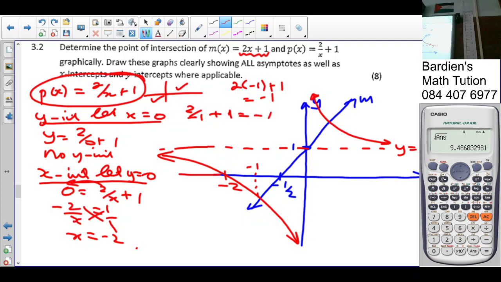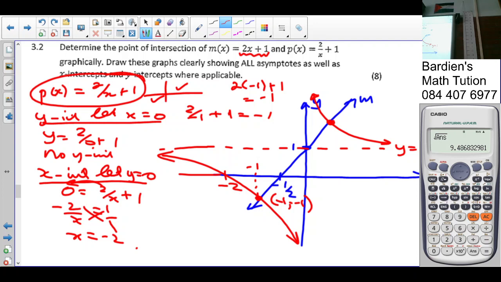So this coordinate here, with what they ask here: draw these graphs clearly showing all asymptotes as well as x and y intercepts where applicable. Determine the points of intersection. So the one point is going to be negative 1 and negative 1, and the other one is going to be here. So take a guess, what do you think it is going to be?